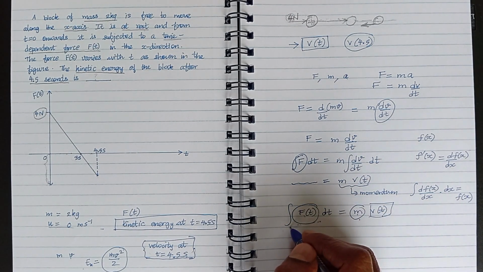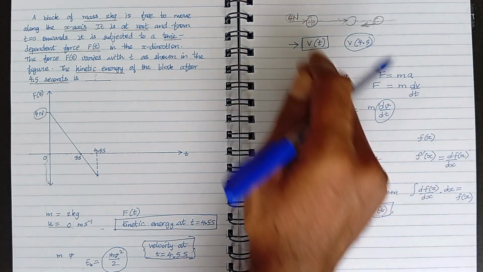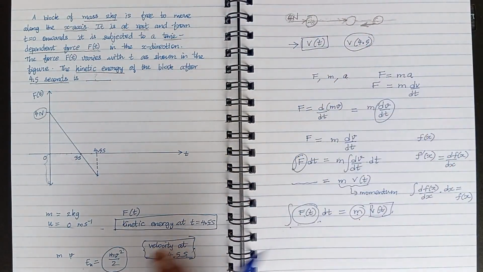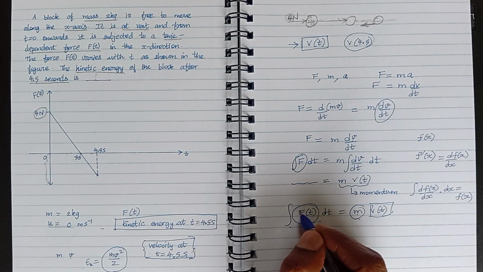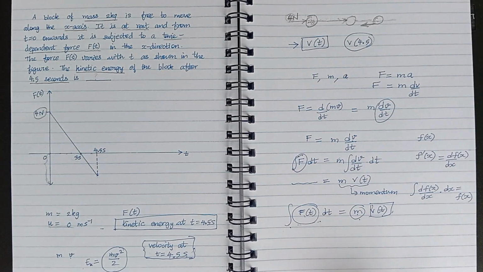Move this m to the left hand side and we are going to get v of t, and that means we can substitute t equal to 4.5, and straight away we can get this kinetic energy. Okay, so now the key here is to find this f of t from the given graph. How can we do that?